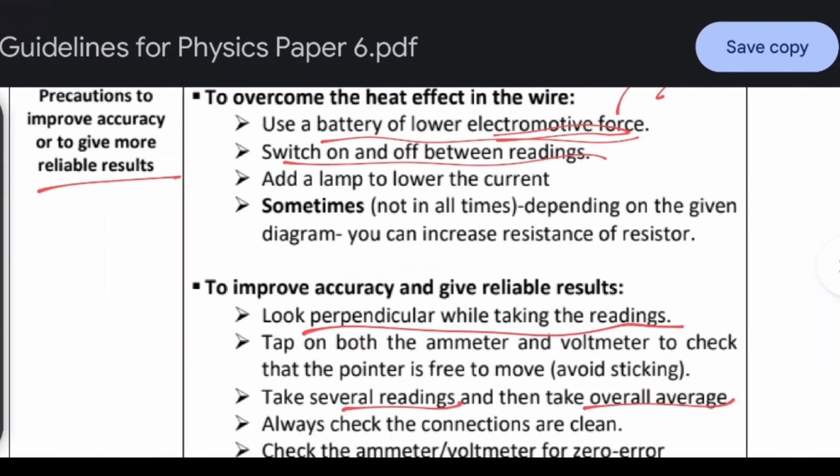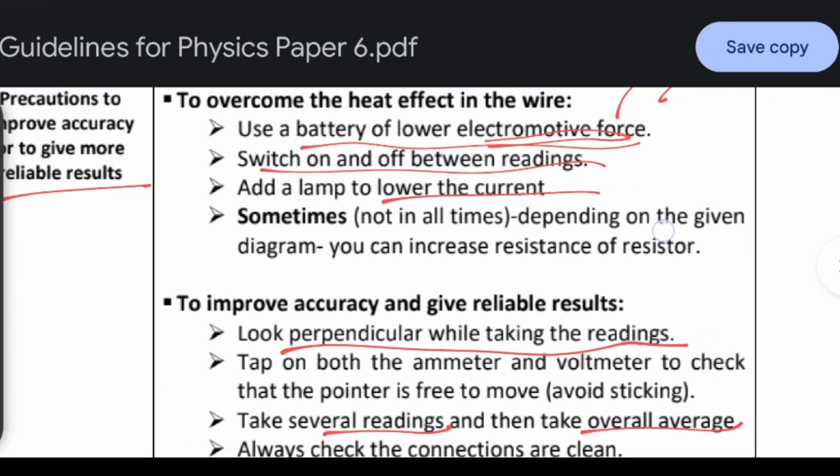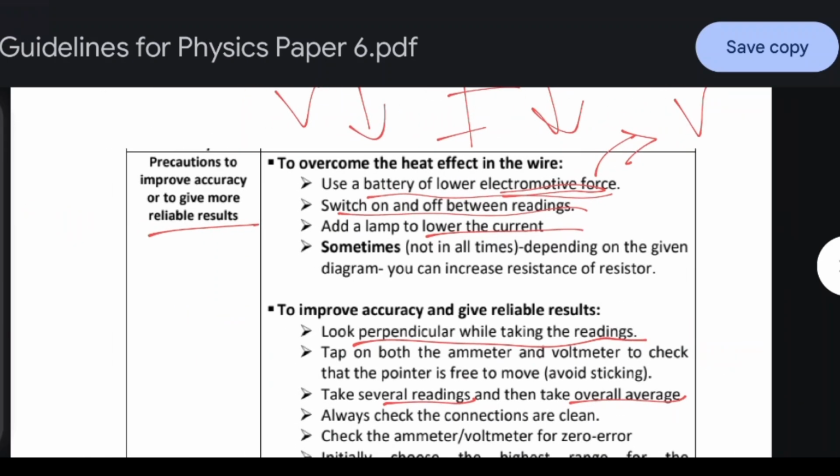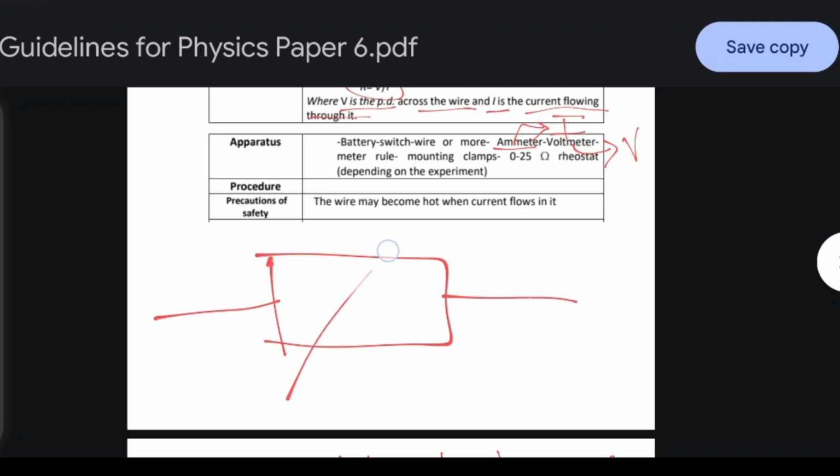All right. Add a lamp to lower the current. I explained to you why it will lower the current. Then, depending on the given diagram, you can increase the resistance of the resistor. How? If you have a variable resistor, depending on the diagram, they also ask you the circuit symbols. Please make sure you go through all of them. I'll attach it in the description, and we might go through it together in the end.